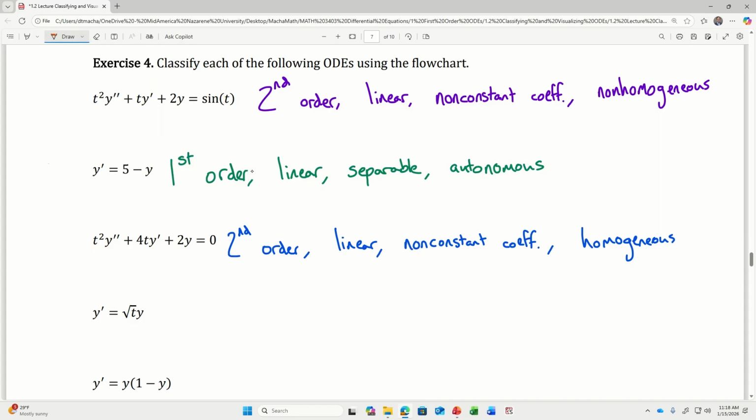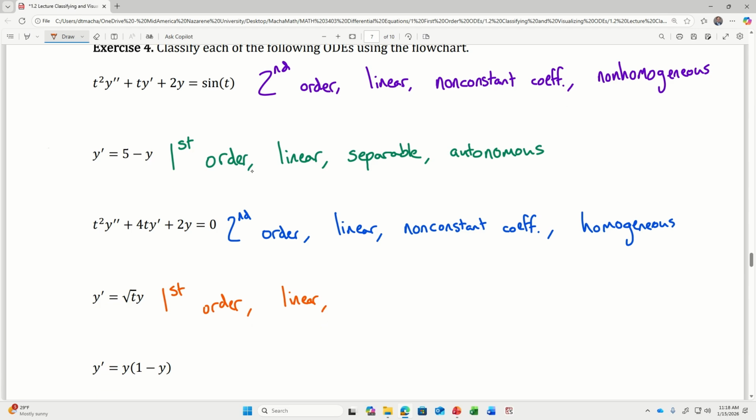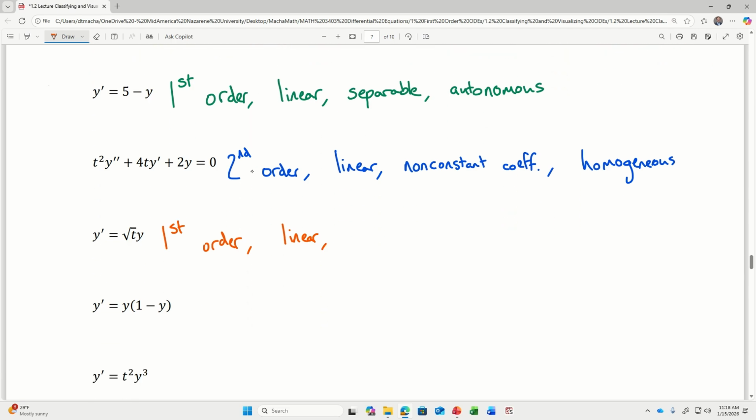Next, y prime equals square root of ty. Is it first order or second order? First. Is it linear or nonlinear? Linear. Is it separable or not separable? Is it autonomous or not autonomous?